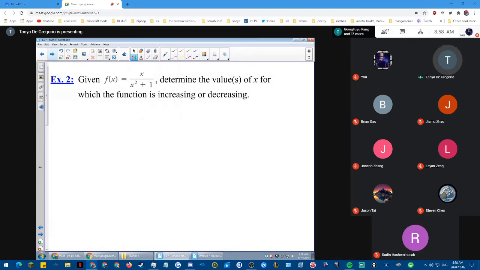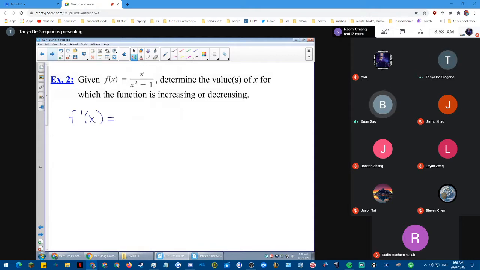Given f of x equals x over x squared plus 1, determine the values of x for which the function is increasing or decreasing. So again, to find out where it's increasing or decreasing, we find our critical points. How do you find your critical points? You take the first derivative and you set it equal to 0. Who wants to do the first derivative for me?